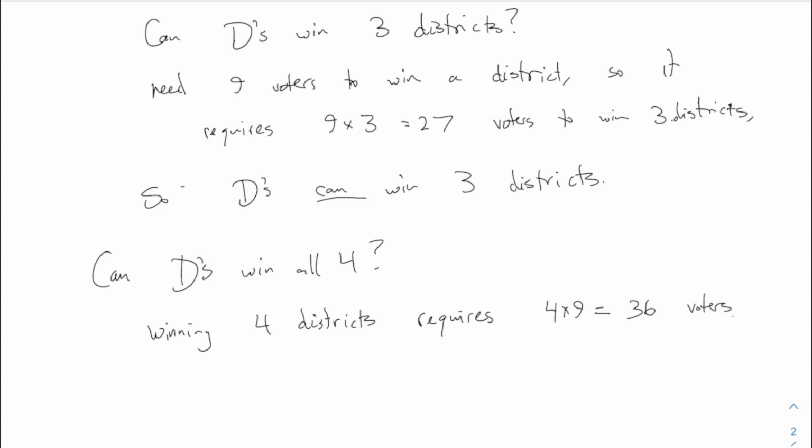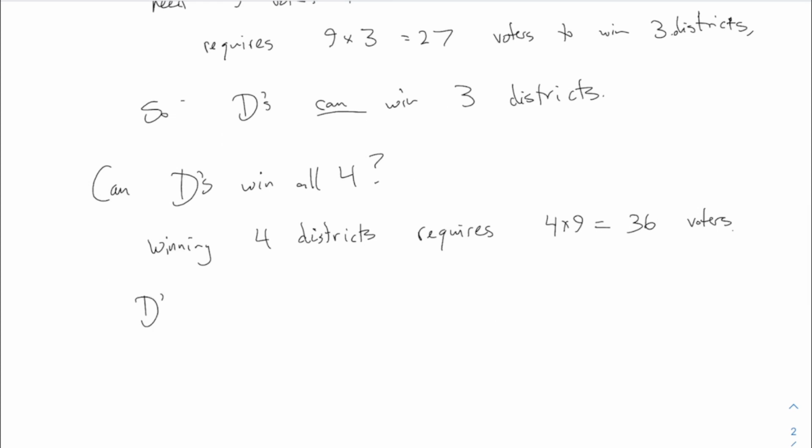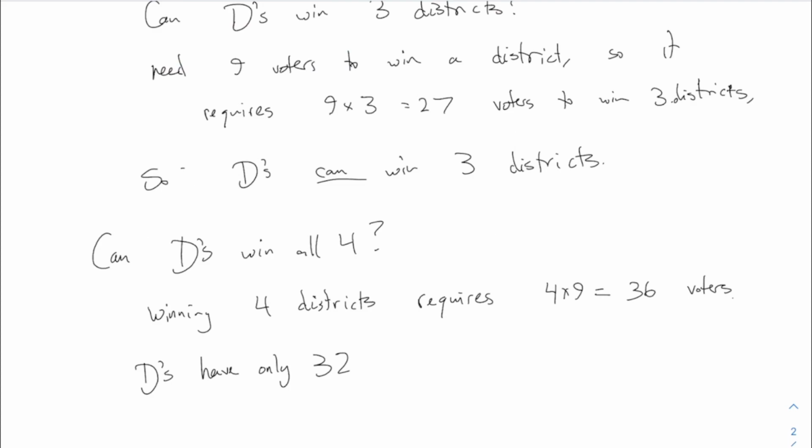And so that is impossible. That's because the D's only have 32, right? Like I said at the very beginning. Or you could count them if you want. So D's have only 32. So the D's cannot win 4. All right? So it's possible for the D's to win 3 of them, but not all 4 of them. And this is because of the threshold. This is what you got to think about. The threshold. All right?